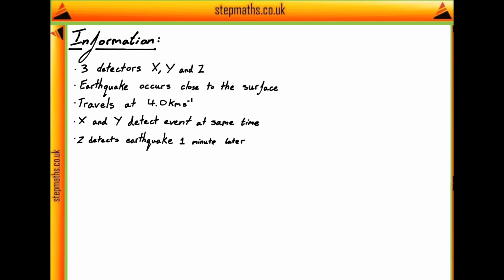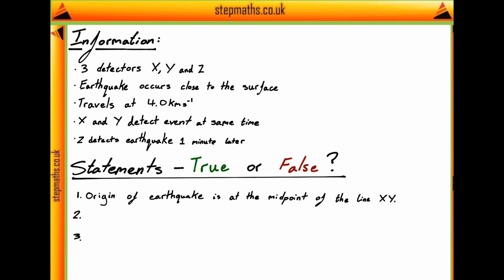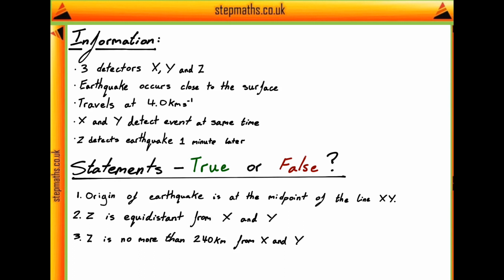Next, the question gives us three different statements and asks us whether they're true or false. The first is that the origin of the earthquake is at the midpoint of the line XY. The second is that Z is equidistant from X and Y, equidistant meaning the same distance from both X and Y. And the third is that Z is no more than 240 kilometers from X and Y.